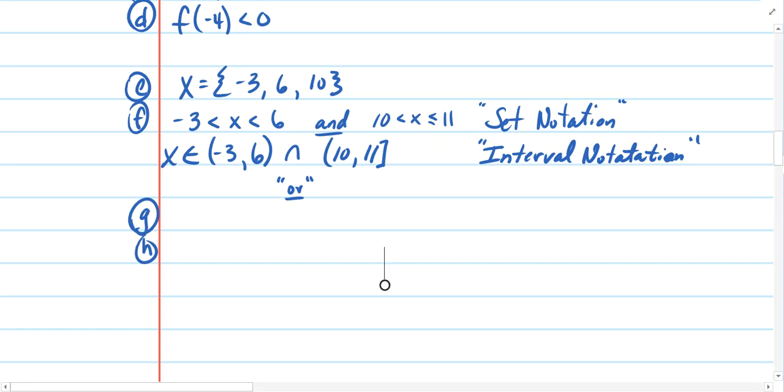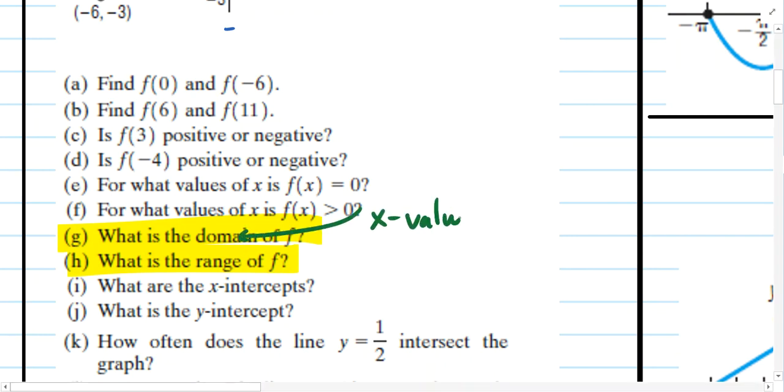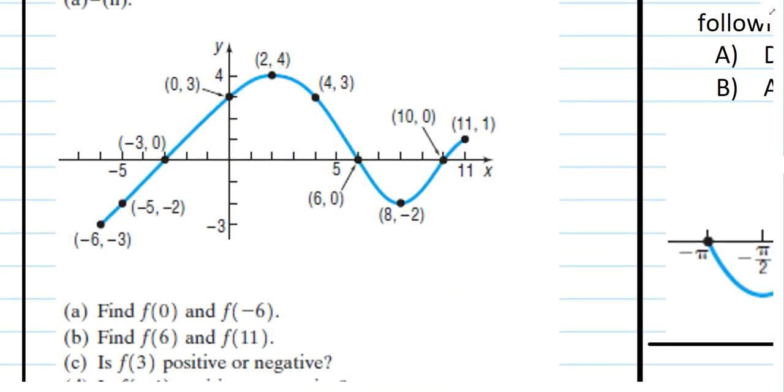For questions G and H, we're being asked about the domain and the range of the function f. Let's keep in mind that domain represents the possible x values associated with the graph or the function, and the range is associated with our y values. What we're trying to do is create a list or a group of possible numbers that could be represented as x values in this graph.